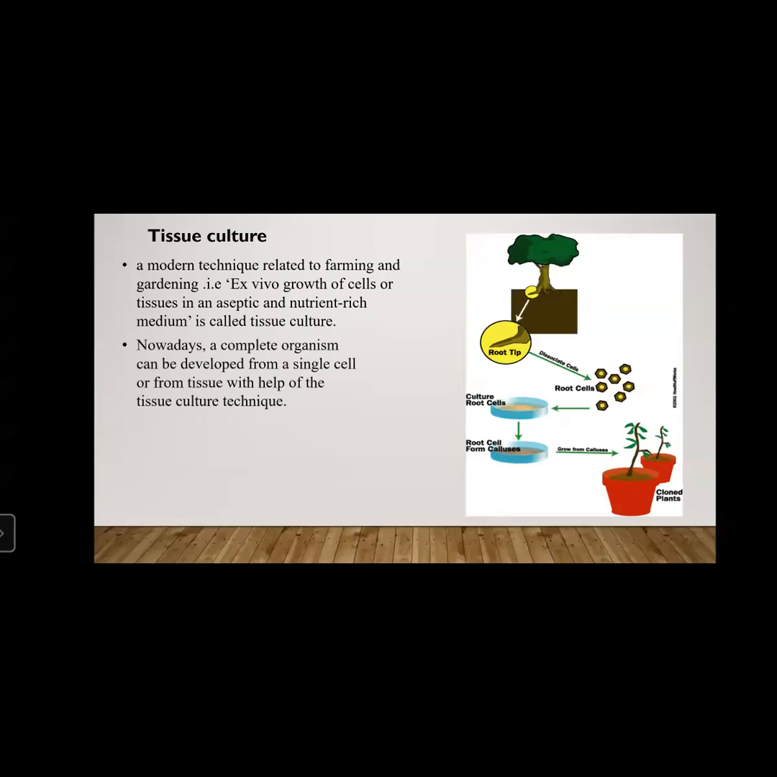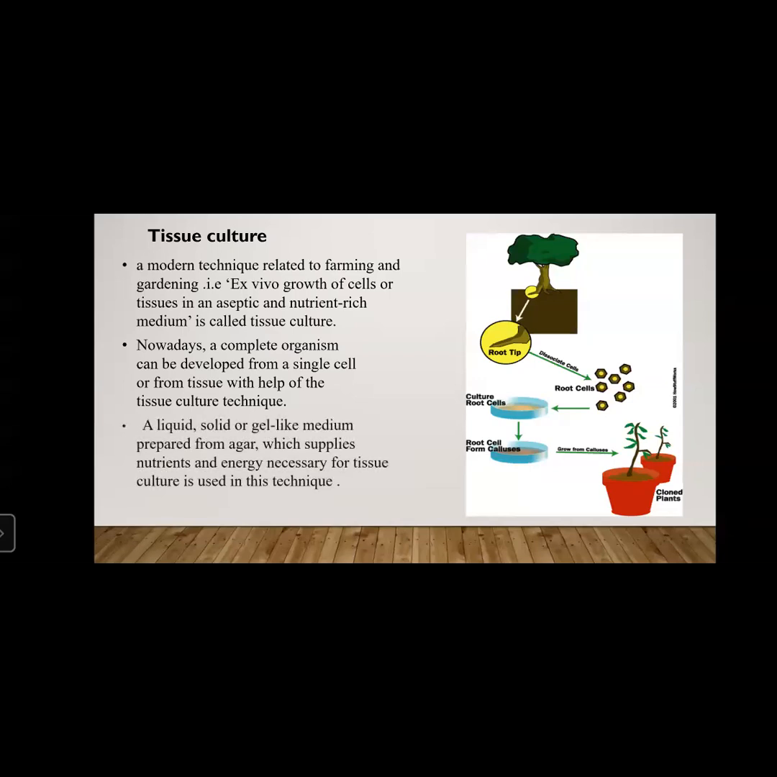Nowadays, a complete organism can be developed from a single cell or from tissue with the help of tissue culture technique. Now, where is this used? When a person has burns, to treat that burn part, if a person wants to go for skin transplant, the skin is produced within the lab by the process of tissue culture technique, and then the plastic surgery is carried out to replace the burned skin with the fresh skin.